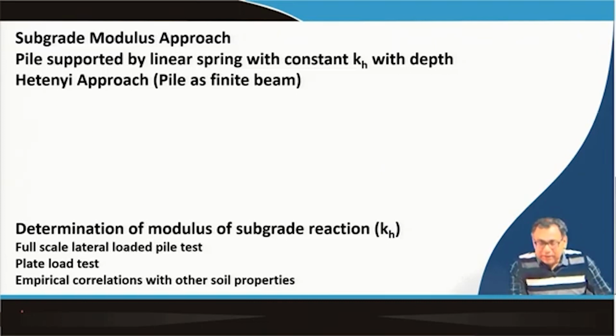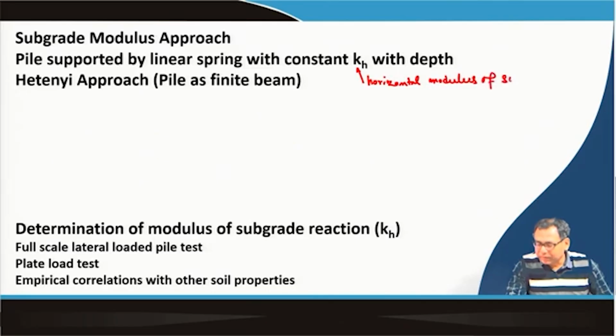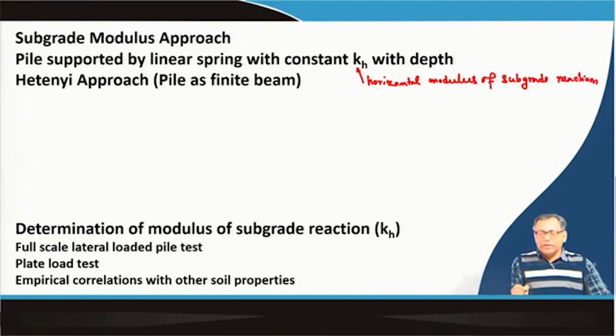Now, what is kh? kh is the modulus of subgrade reaction, or we can say the horizontal modulus of subgrade reaction. Or simply I can say it is the horizontal subgrade modulus.